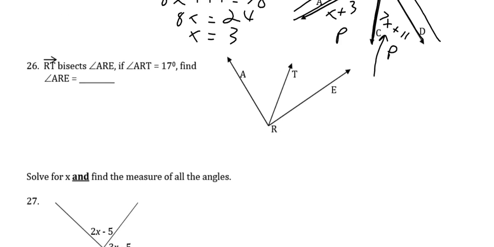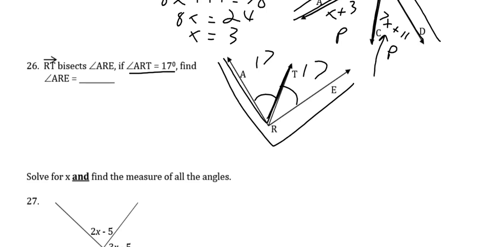All right, RT bisects. As soon as I know that this right here is a bisector, I can mark these two pieces equal before I know anything. Now it tells me ART is 17. Where's that? Right there. Since I know they're equal, I can just write that immediately. Then it wants me to find ARE, the entire thing, which just means double. And there's my answer, 34 degrees.